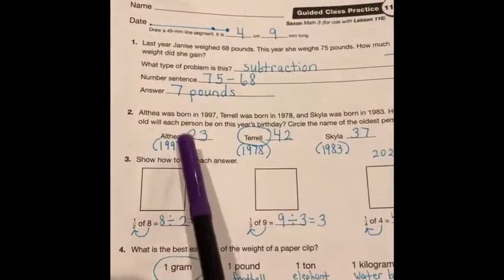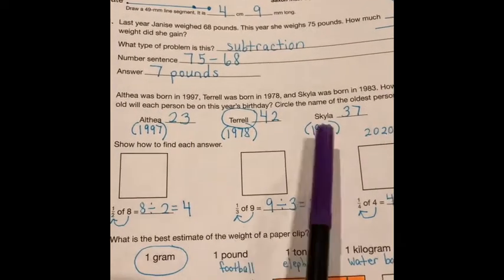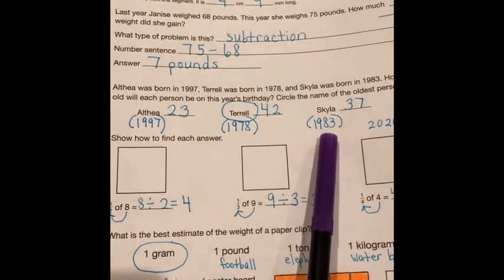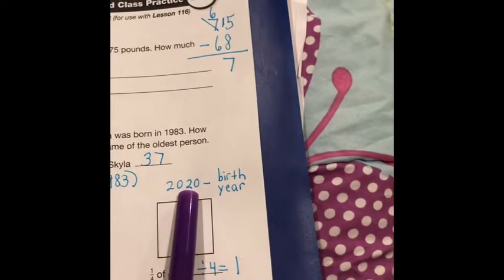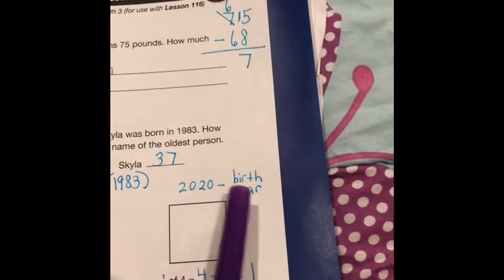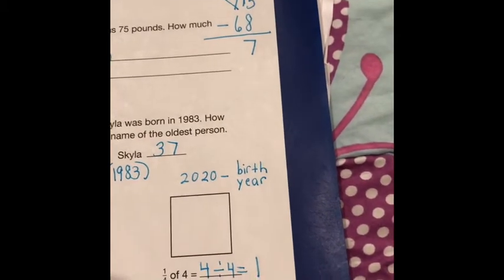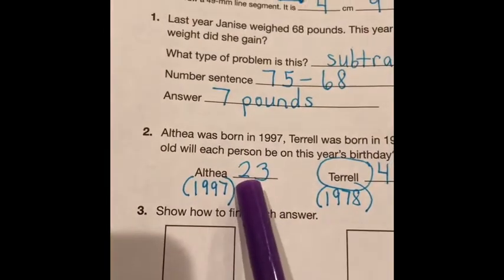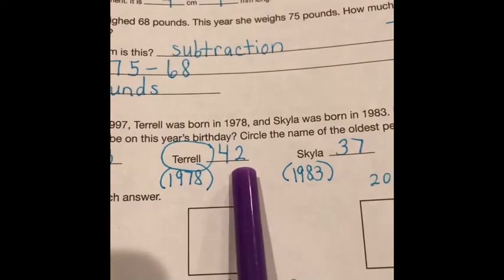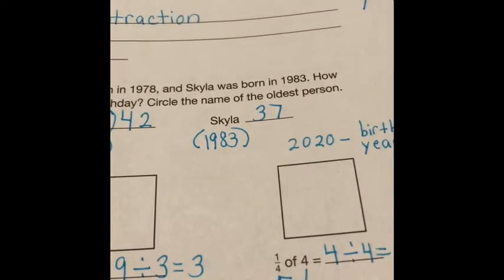On number 2, they've given us the birth years of each person, so I wrote that underneath. And then to find out what age they'll be on this year's birthday, we're going to find the difference between this year, which is 2020, and their birth year. And the leftovers in between will be how many years have elapsed in their life. So Althea ends up being 23, Terrell ends up being 42, and Skyla ends up being 37.